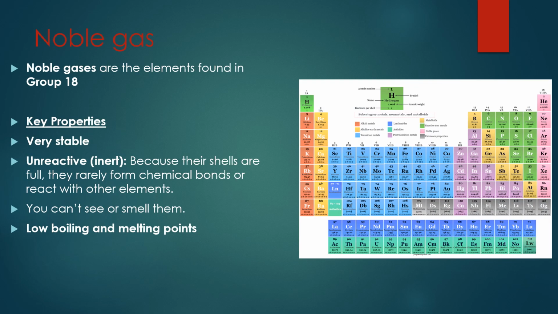Now we're going to talk about noble gases. Noble gases are found in group 18, which is this one. And they're called stable because they don't easily react with other elements, and they're also called odorless gases because you can't see or smell them, and they also have low boiling points and melting points.